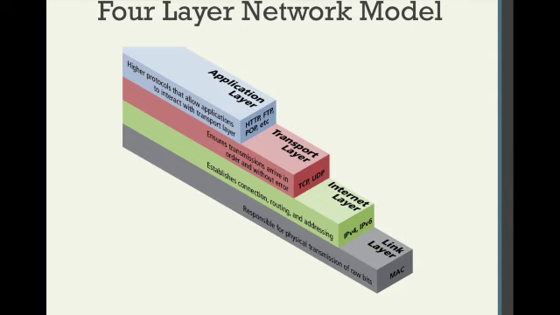In this 4-layer network model, the link layer is at the very bottom, then we have the internet layer on top of the link layer, then the transport layer on top of the internet layer, and finally the application layer at the very top of this stack. In this figure you can see the protocols listed for each of the 4 layers. HTTP and FTP are application layer protocols, TCP and UDP are transport layer protocols, Internet Protocol versions 4 and 6 are the internet layer protocols, and then we have the media access control protocol for the link layer.